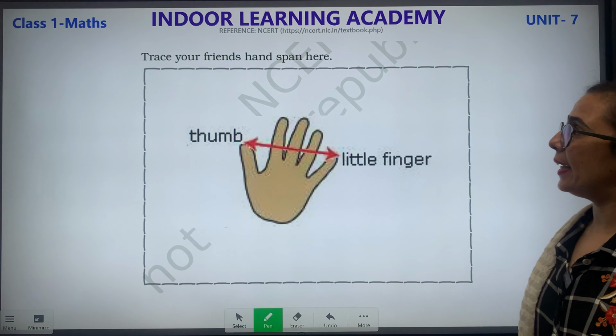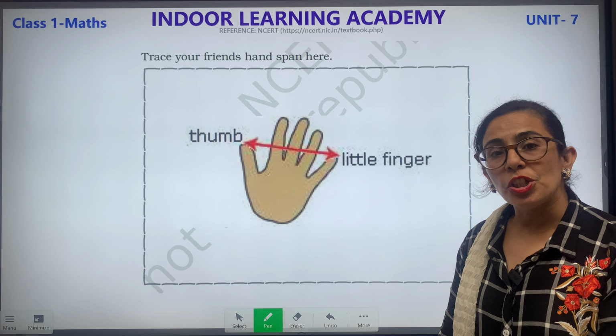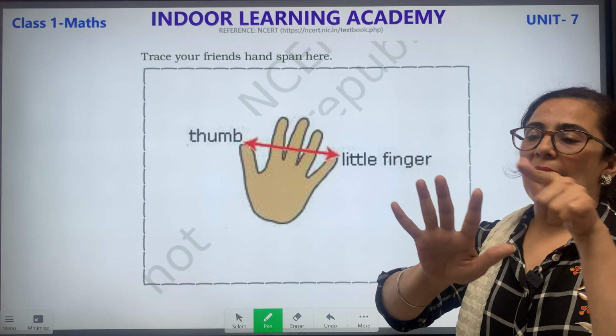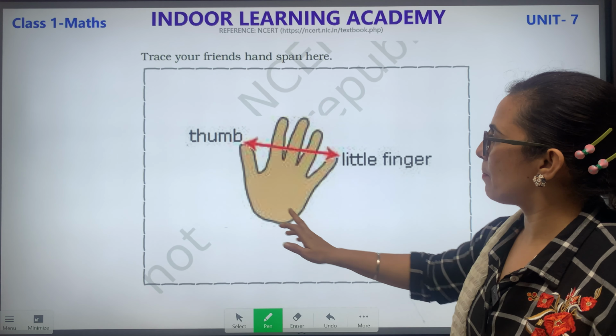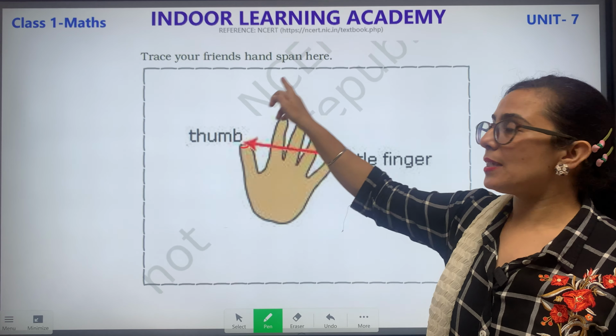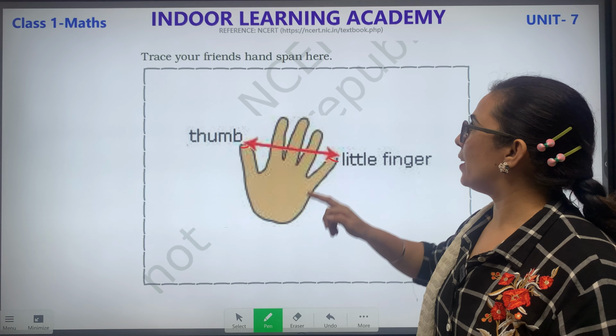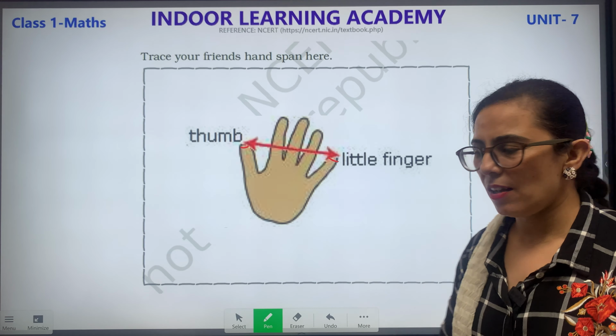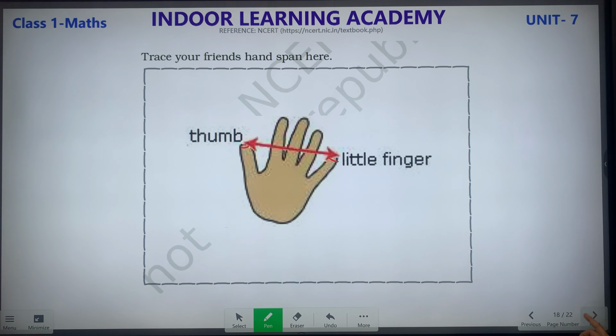Now trace your friend's hand span here. Children, what you have to do here is trace your friend's hand span. See, this is the hand span. The distance from the tip of your thumb to the tip of the little finger is your hand span. So children, you can complete this by yourself. Let's quickly move to the next slide.